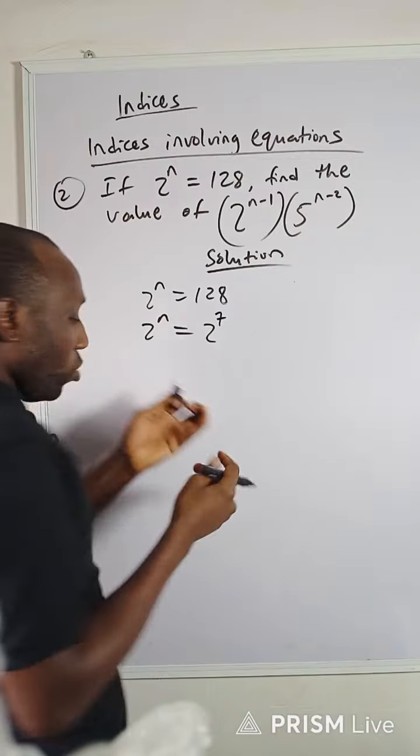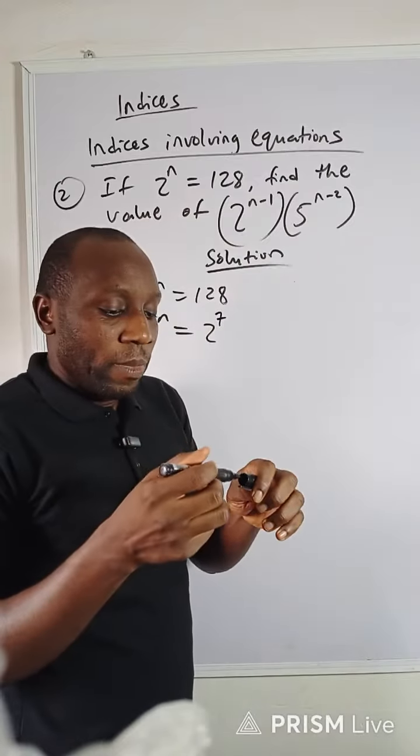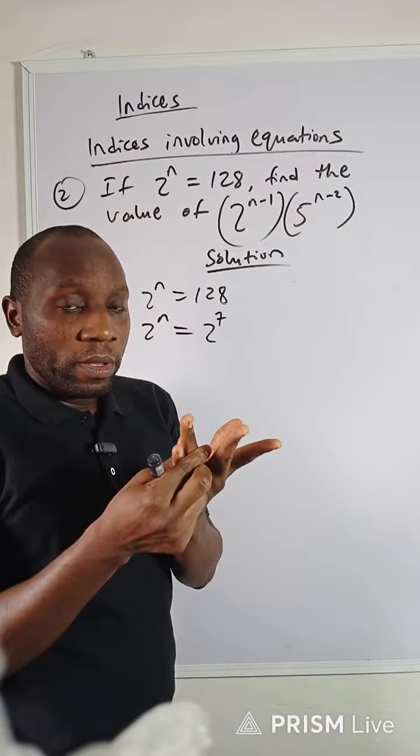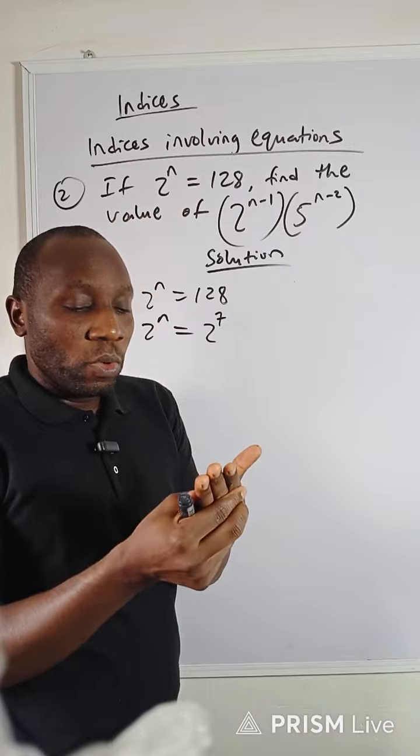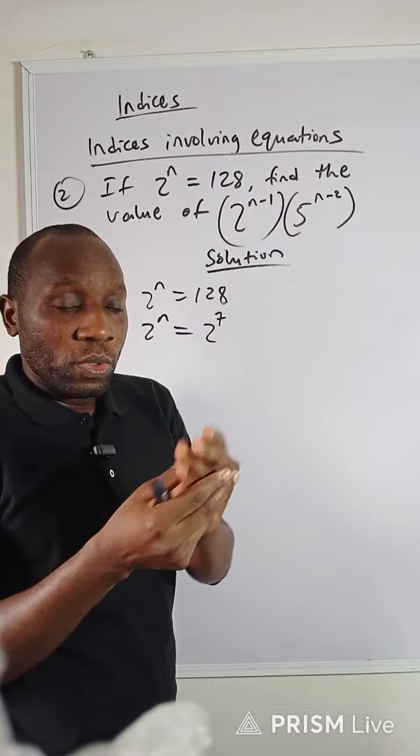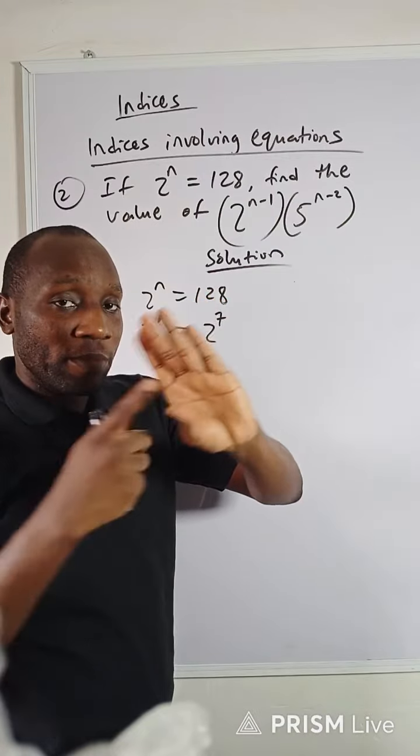For those who are asking, 2 times 2 is 4. Let me count it on my fingers. 2 times 2 is 4. 4 times 2 is 8. Times 2 is what? 16. Times 2 is 32. I've held 5 fingers. Times 2 is what?